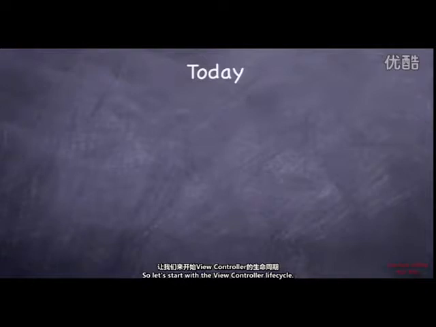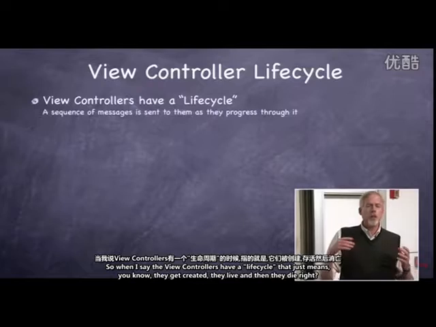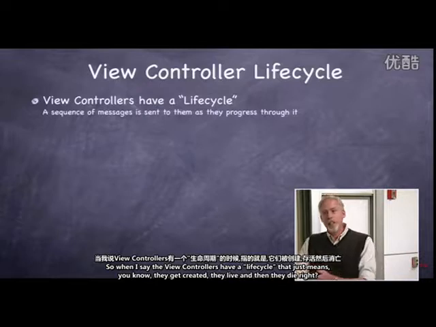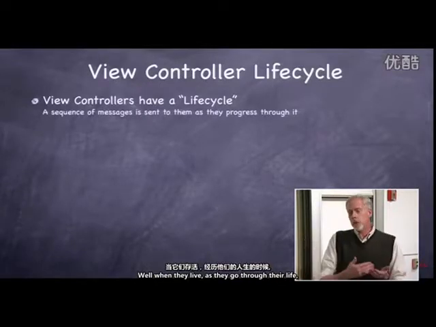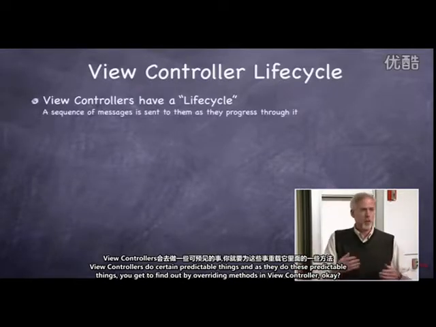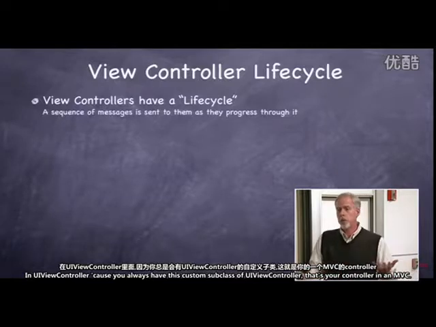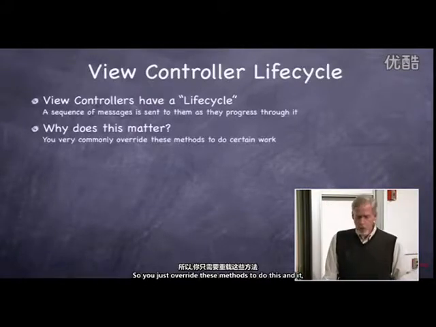So let's start with the view controller lifecycle. When I say that view controllers have a lifecycle, that just means they get created, they live, and then they die, right? And so what happens when they live? Well, as they go through their life, view controllers do certain predictable things. And as they do these predictable things, you get to find out by overriding methods in UI view controller, because you always have a custom subclass of UI view controller. That's your controller in an MVC. So you just override these methods to do this.